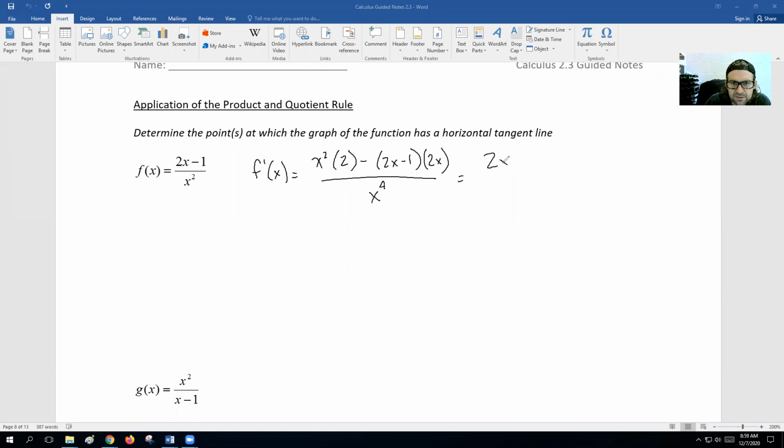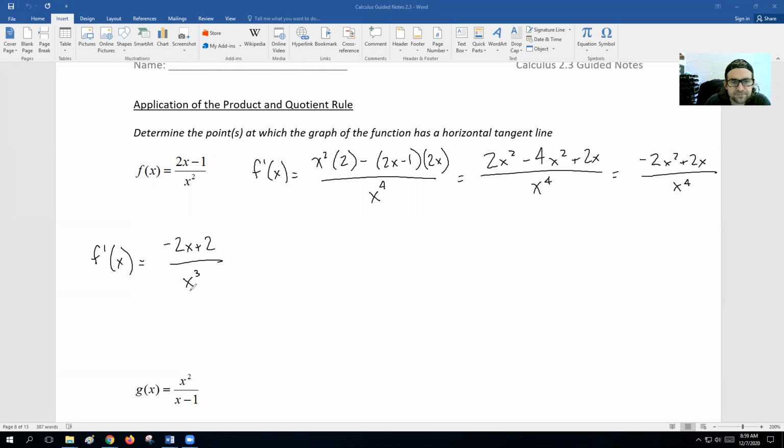All right, so we got 2x squared minus 4x squared plus 2x after we distribute here, all over x to the fourth. And that's going to become a negative 2x squared plus 2x over x to the fourth. And so really we can simplify that a little bit. We can factor out an x from the top and cancel out one from the bottom. And we get negative 2x plus 2 over x cubed.